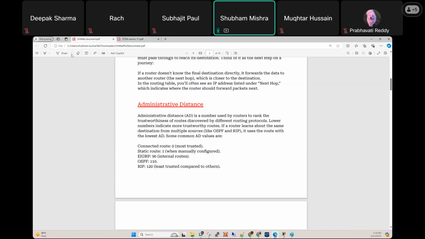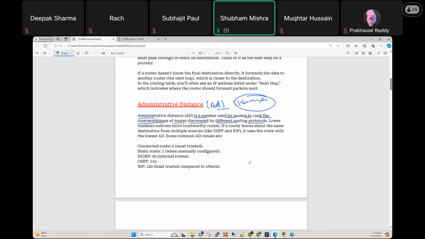So basically, guys, our next topic is called administrative distance, or you can say AD. AD means administrative distance. AD is nothing, AD is just a number. Getting my point? So first of all, read what I have written here. AD is a number used by a router to rank the trustworthiness of the routes discovered by different routing protocols.